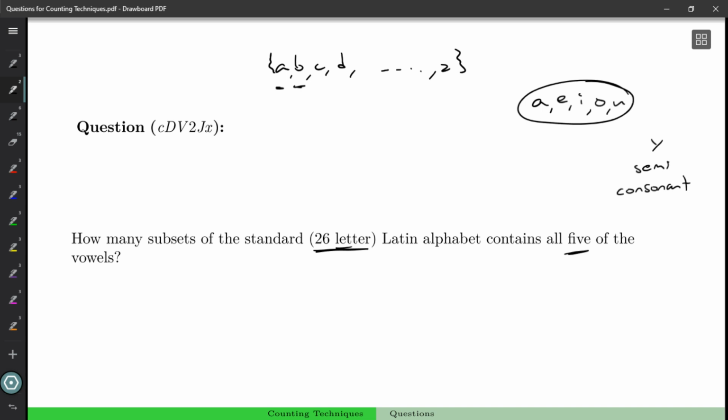A, E, I, O, and U have to be in our set, because those are the ones we're describing. We want subsets containing all 5 vowels. So that leaves us with 21 letters, and they can be in or out. They can be in our subset as we make it, or they don't have to be. Only the 5 vowels have to be in there. So for each of those, we have a choice.